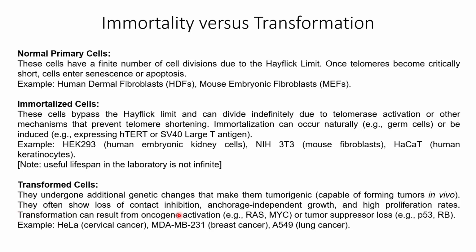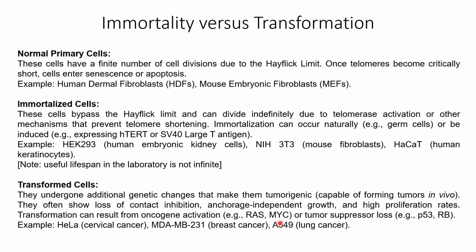So they often show a loss of contact inhibition. You will not see this loss in immortalized cells, but you will see it in transformed cells. So what would that mean? That once they have become confluent, or you have the full capacity of your flask or dish that you're growing the cells in and they've all grown, they'll start growing on top of each other. They'll form foci, they'll form spheroids, depending on what kind of cell line you have.